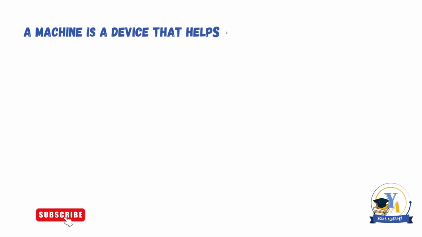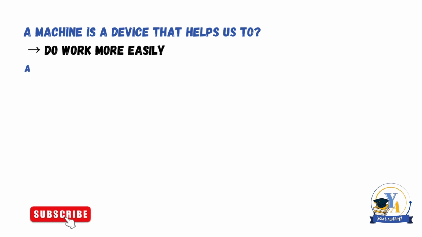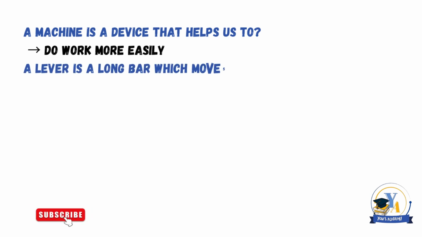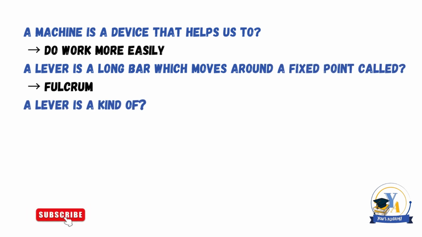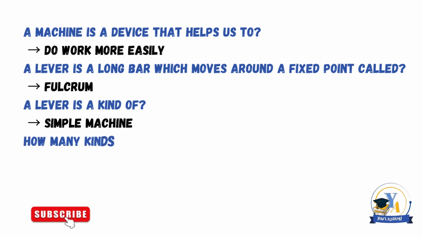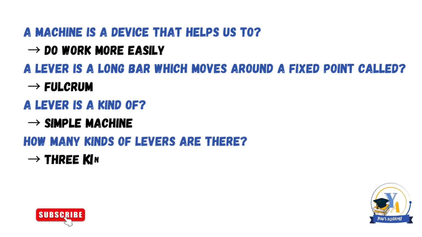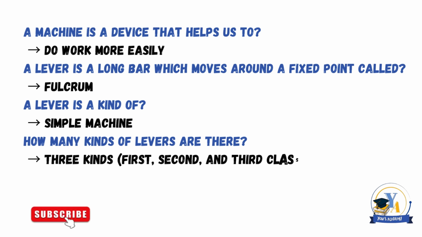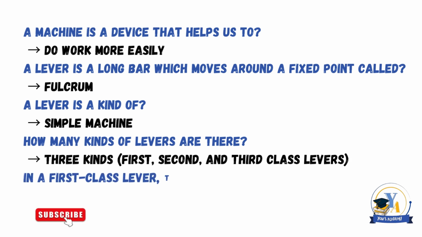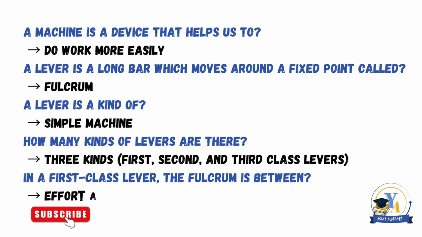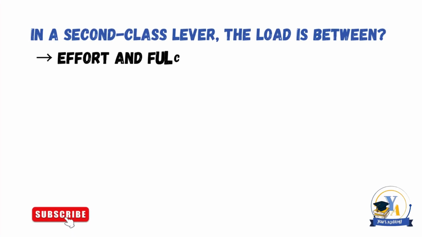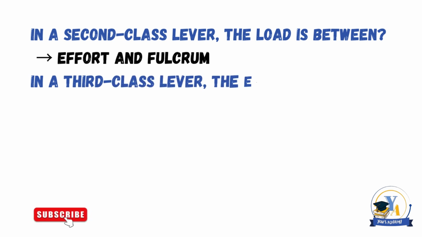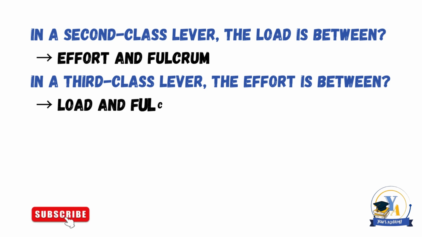A machine is a device that helps us to do work more easily. A lever is a long bar which moves around a fixed point called fulcrum. A lever is a kind of simple machine. How many kinds of levers are there? 3 kinds: first, second, and third class levers. In a first class lever, the fulcrum is between effort and load. In a second class lever, the load is between effort and fulcrum. In a third class lever, the effort is between load and fulcrum.